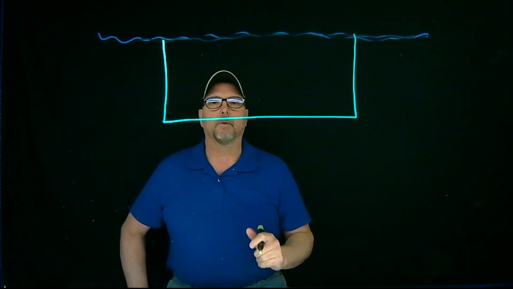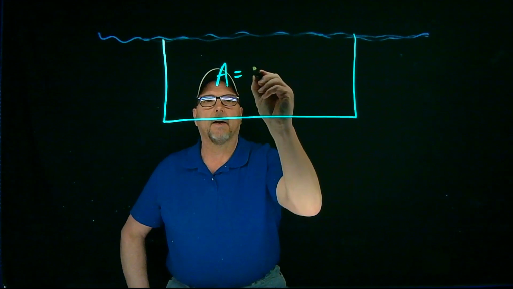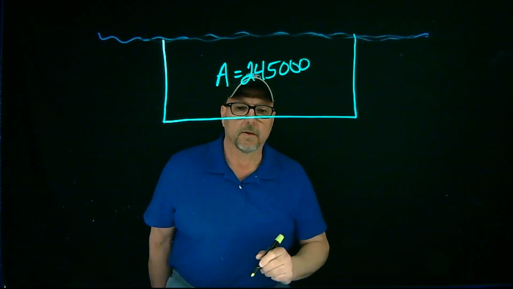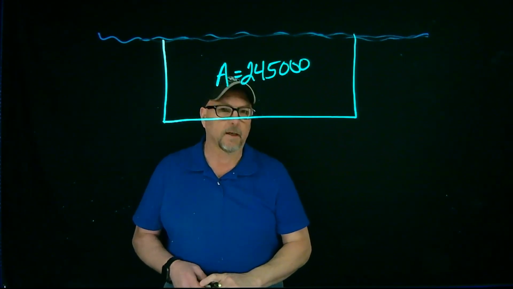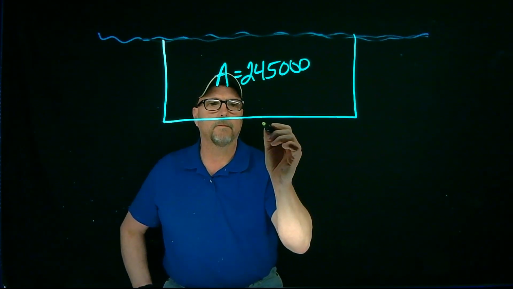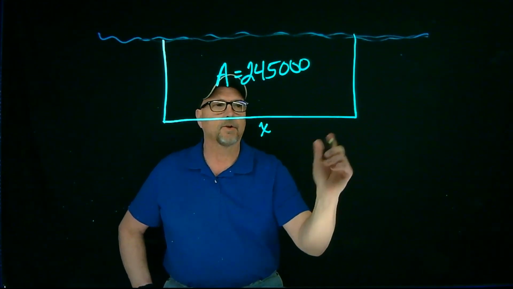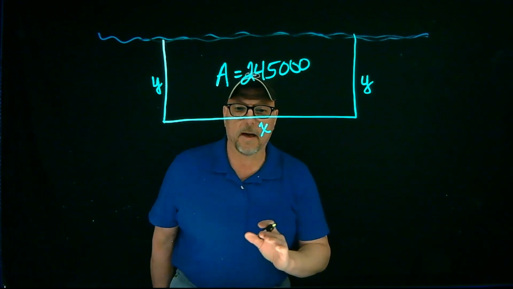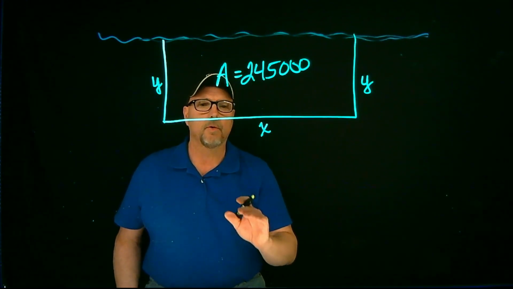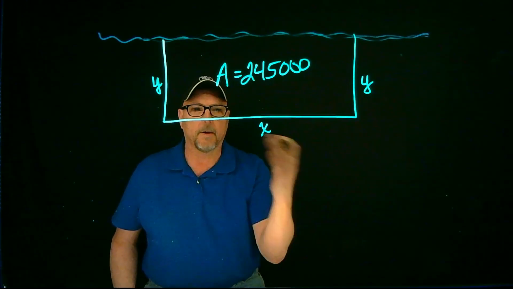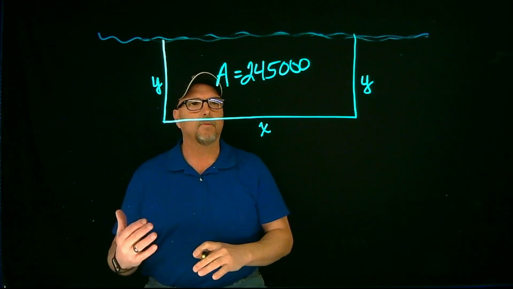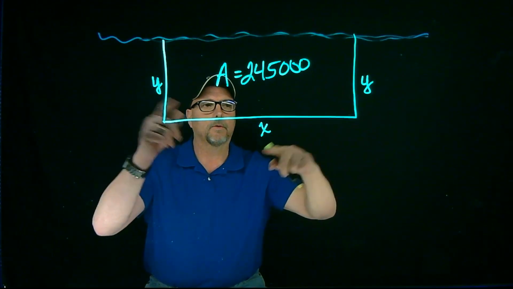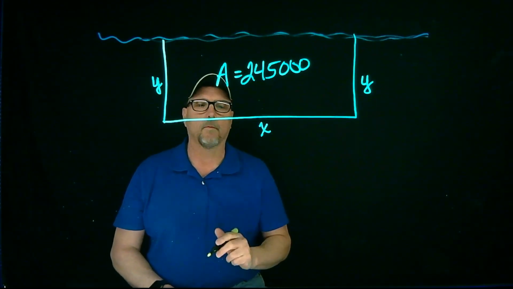So I have to pick a few variables here. The only thing I know for sure is that the area has to be 245,000 square meters. So let me come up with some variables here. Let's call this one X, because it's going in the X direction, and we'll call the sides Y. So this is an example where we need to have two equations, a primary and a secondary. The primary equation is the one that we're going to take the derivative of. The secondary helps us to replace these variables because we're only working in one variable here.